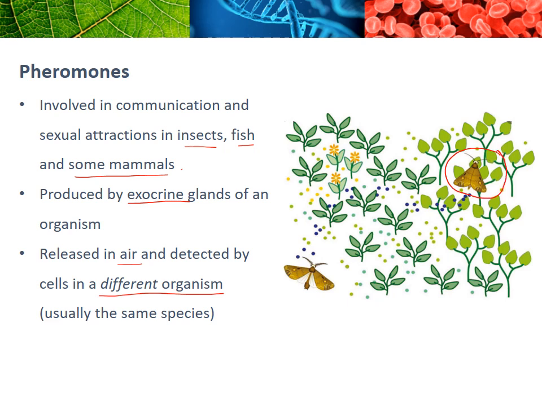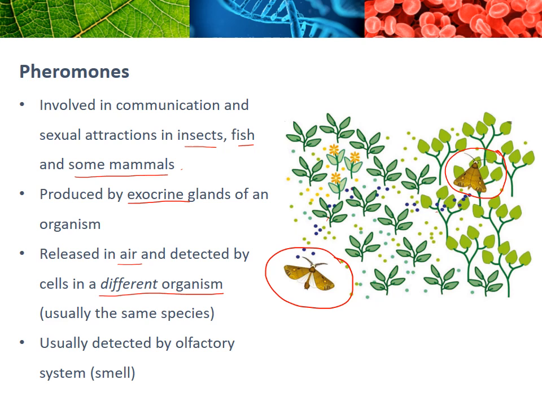Let's say, for example, this moth is ready for mating. It will release a pheromone, so these blue things, and then those pheromones are detected by a different moth. So the same species, but a different organism to attract it. And normally those pheromones are detected by the olfactory system, which is the glands in your nose. Fun fact, there's no concrete evidence that humans produce or receive pheromones.